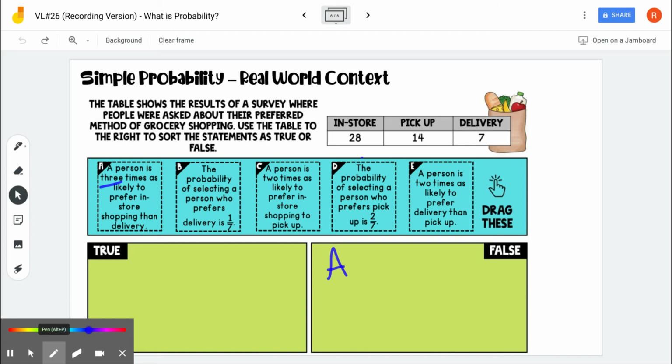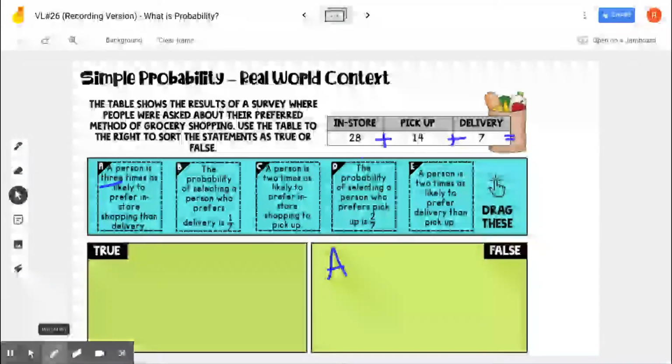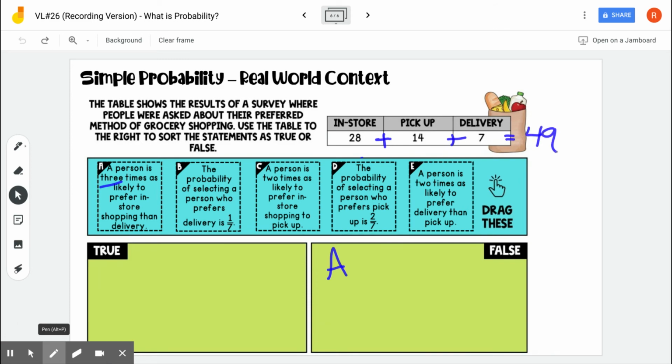B, the probability of selecting a person who prefers delivery is 1/7. So in order to figure this out, we need to know what the total number of people surveyed was. So you have to add 28 plus 14 plus 7, and you get an answer of 49. We know that 7 people in total said they preferred delivery. So that's 7 out of 49 people. And this does, in fact, reduce down to 1/7. So B is a true statement.